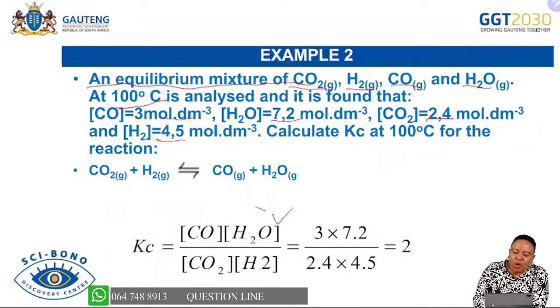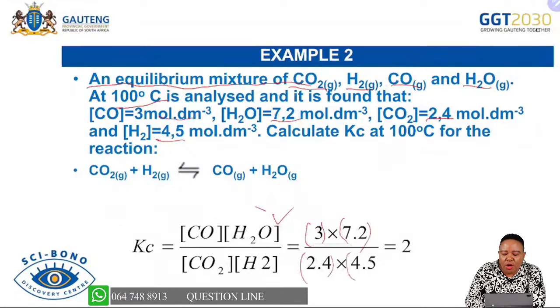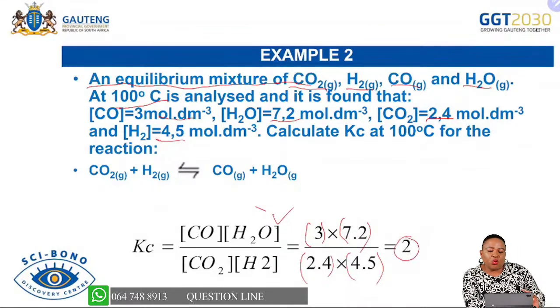Immediately when you start substituting your values of concentration, you no longer put the square brackets. You can put round brackets just for the calculation, but we are no longer using the square brackets. At first you're just saying I'm going to represent the concentration. Immediately when you know the concentration, you remove the square brackets and use the round brackets. And as you calculate, the value of your Kc will be 2.